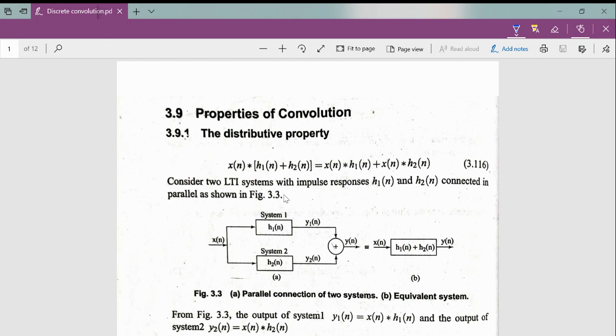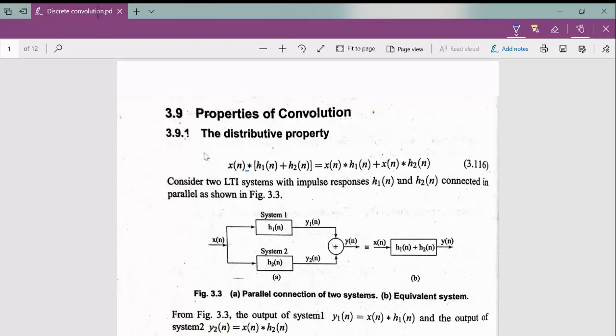The distributive property is all about some changes in notation and brackets. It says that x of n convolution h1 of n plus h2 of n will be equal to x of n convolution h1 of n plus x of n convolution h2 of n.